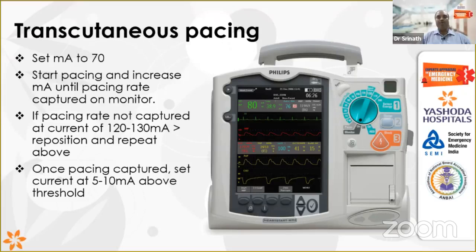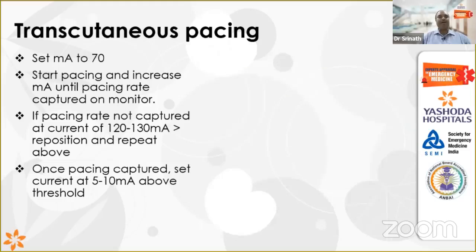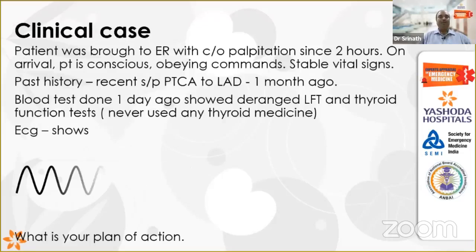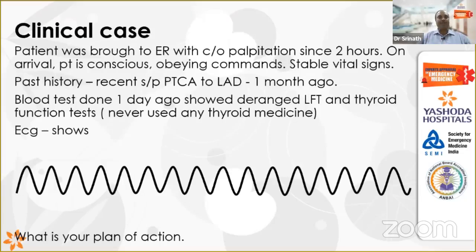So just a few examples I wanted to take you through. A patient was brought to the emergency department, complaining of palpitations since 2 hours. On arrival, patient is conscious, obeying commands, with stable vital signs. He has a past history of PTCA for an LAD 1 month ago. A blood test done about one day ago showed a deranged LFT and thyroid function test, and he never used any thyroid medication. The ECG is showing this one. So what is your line of management?